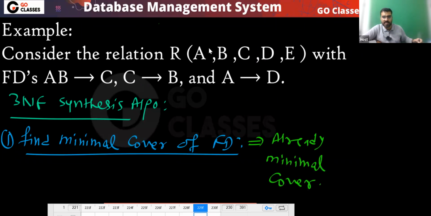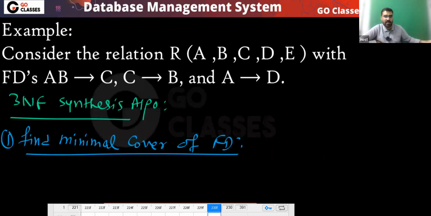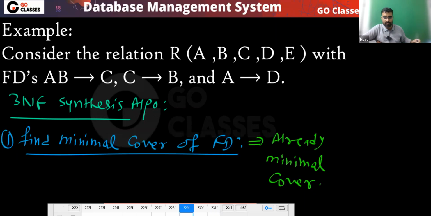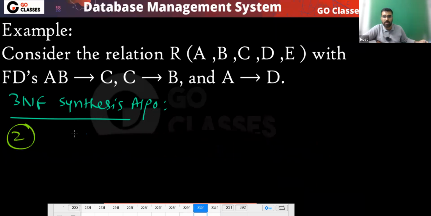Okay. What is the next step? If you already have the minimal cover, then what is the next step? You have the minimal cover. What is step number 2? Anyone? Step number 2 is what?